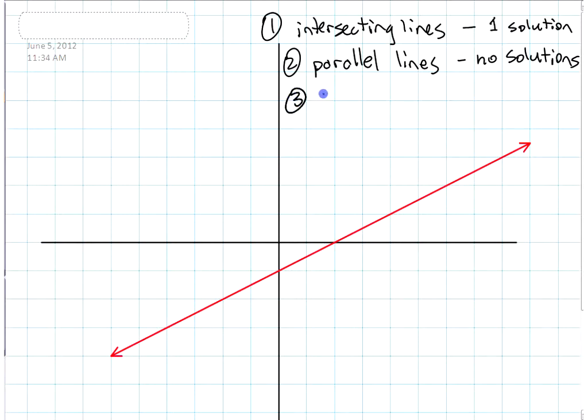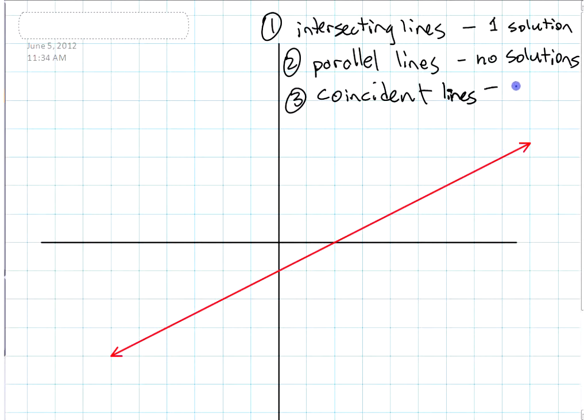What do you think the word for that is? What do you say if things happen together? Two things happen together? What a coincidence. Coincident. Coincident. Incident means something happening. Co means together. Two things happening together. Coincident lines. That's a word you should learn. Coincident lines. How many solutions?